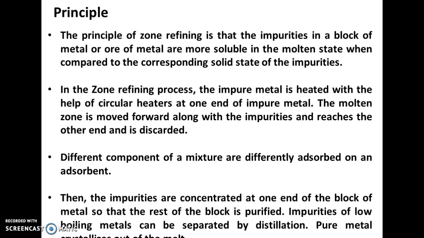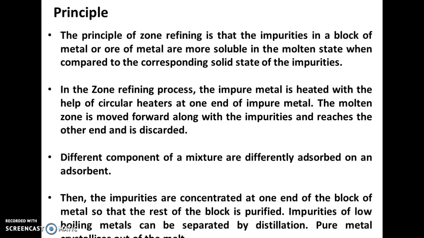In the zone refining process, the impure metal is heated with the help of a circular heater at one end of the impure metal. The molten zone is moved forward along with the impurities and reaches the other end, where it is discarded.